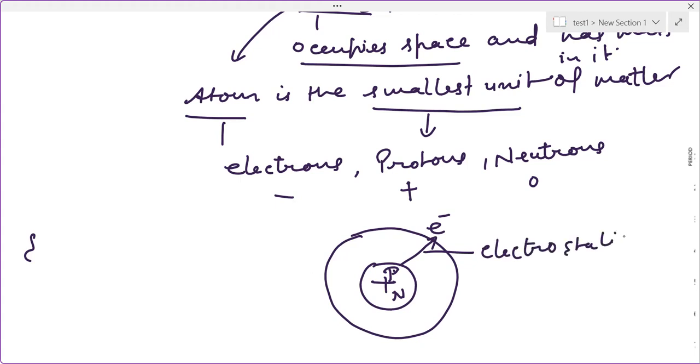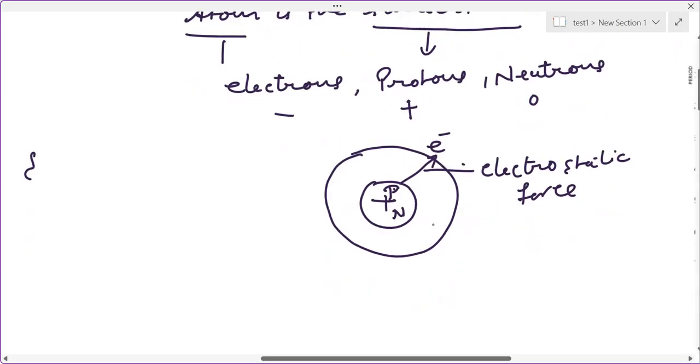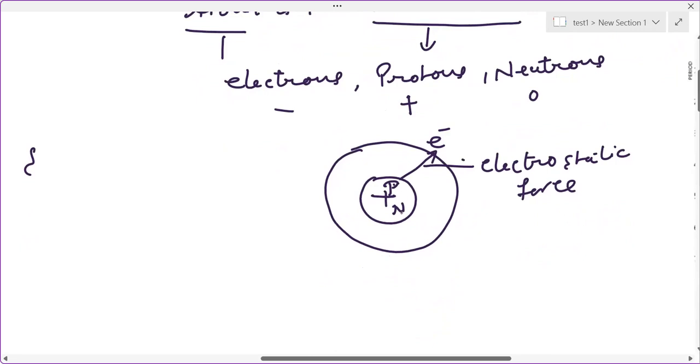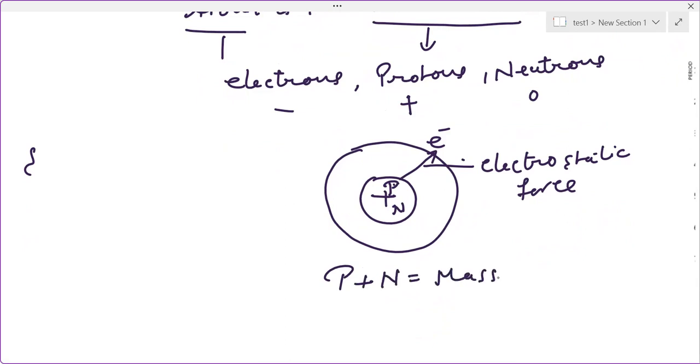So this force is electrostatic force. Because of this electrostatic force of attraction, electrons are revolving here. The number of protons plus the number of neutrons is called mass number, or nucleon number.